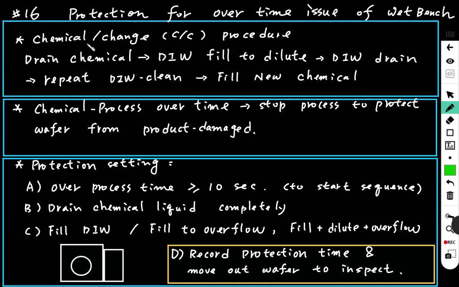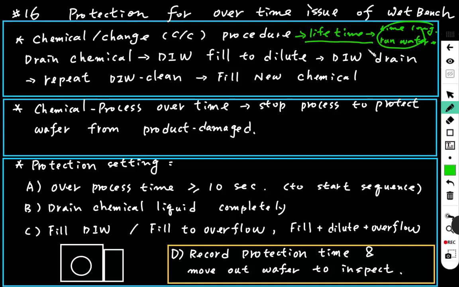First of all, the chemical change procedure is below. The chemical has its lifetime. If the using time is too long, or the wafer run number is too many, then we have to change the chemical.